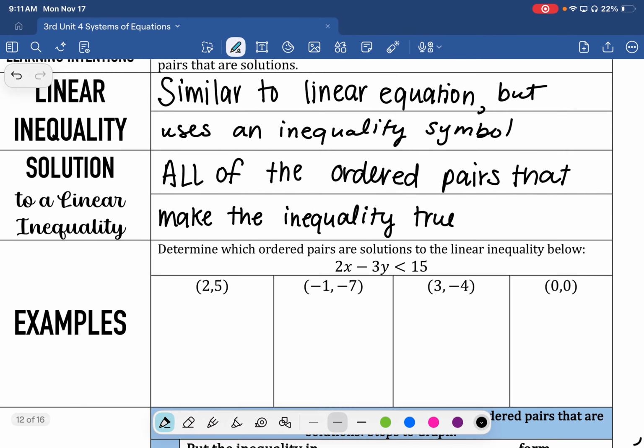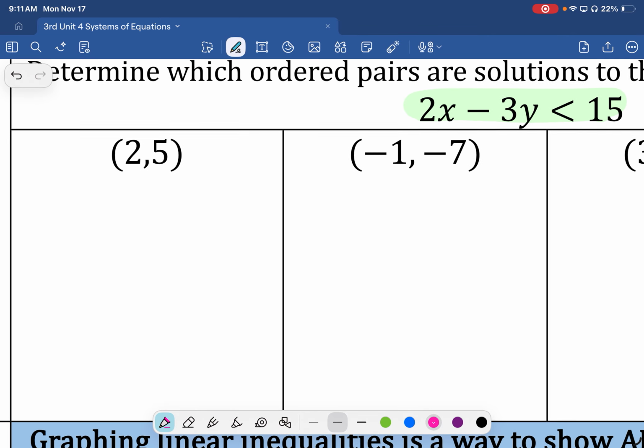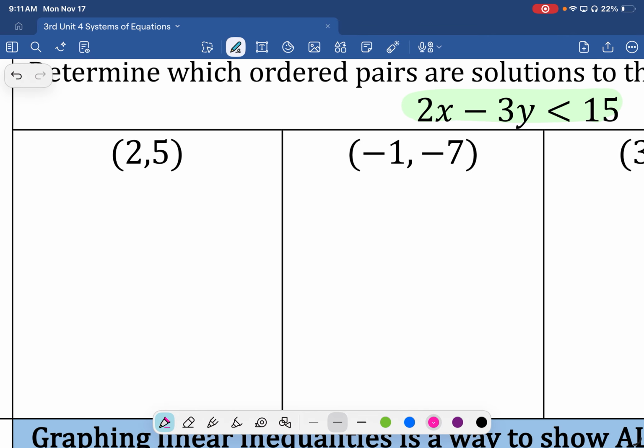So sometimes we are given ordered pairs and we have to determine whether or not they are solutions. To do that, we are going to take this equation that we are given, which is 2x minus 3y is less than 15, and we are going to plug in these points to see whether or not it's a solution. So for the first one, what do I need to plug in for x?